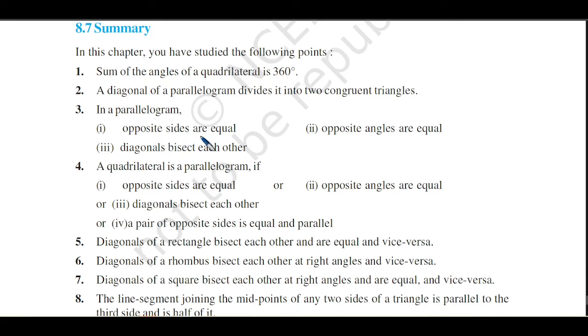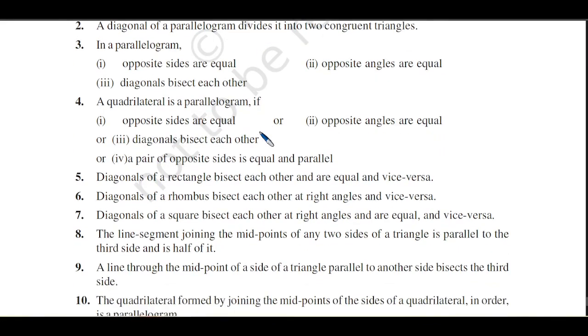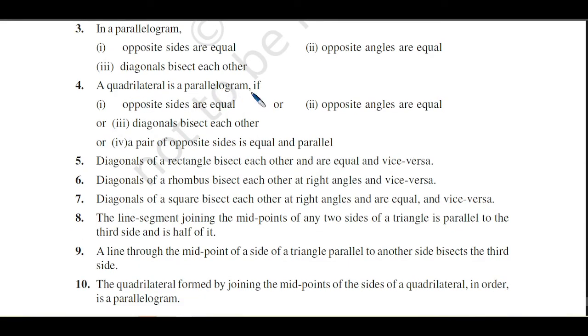In a parallelogram, opposite sides are equal by definition. Opposite angles are equal, again by definition. Diagonals bisect each other. That also we have seen. A quadrilateral is a parallelogram if opposite sides are equal. If you show that opposite sides are equal, then it is a parallelogram.